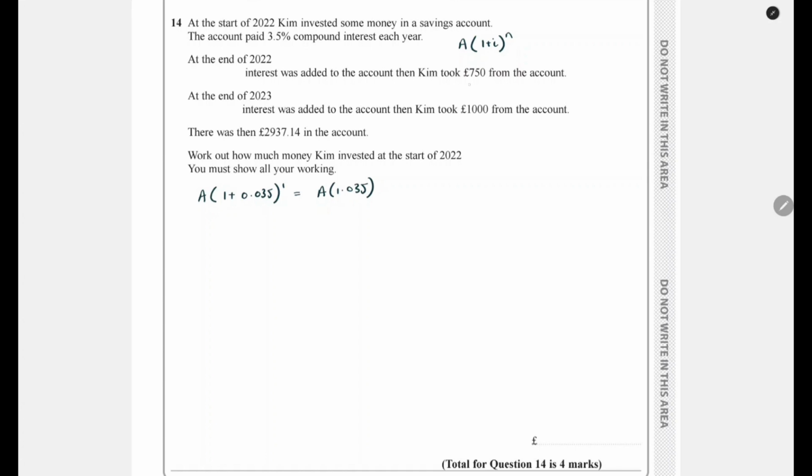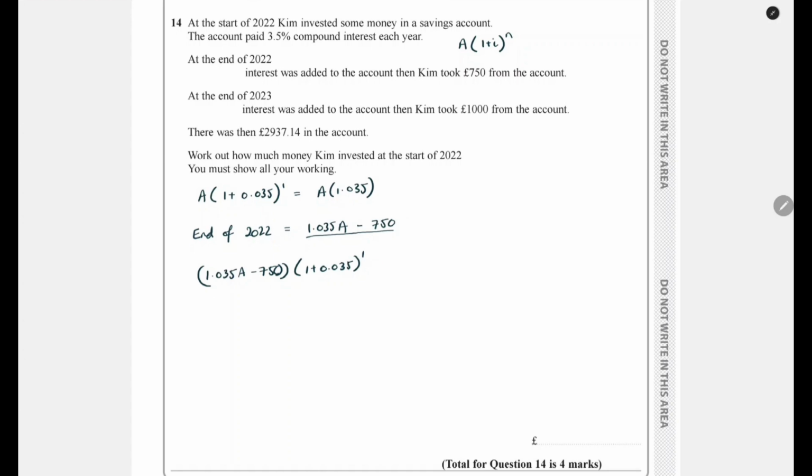She then takes out £750 from the account at the end. So the remaining amount at the end of 2022 is just the 1.035A minus the £750 she took out of the account. Now we just need to do this for 2023. So we start off with this amount here, which is our new A, multiplied by 1 plus 0.035, again to the power of 1 because it's for 1 year.